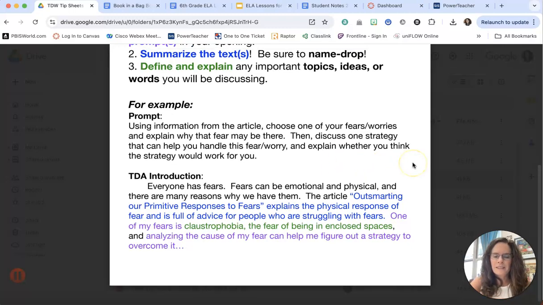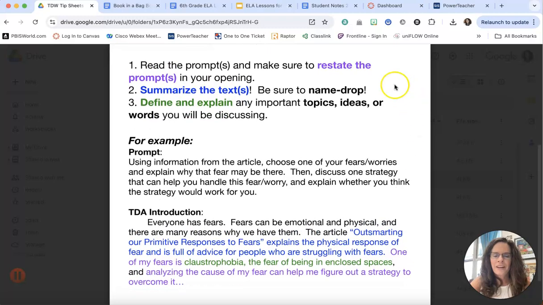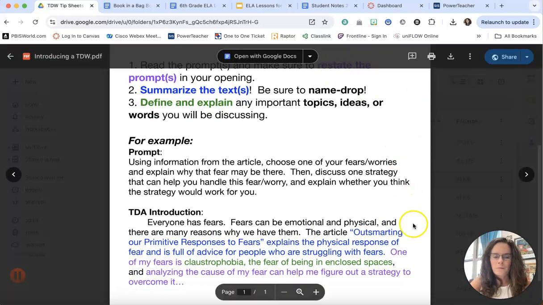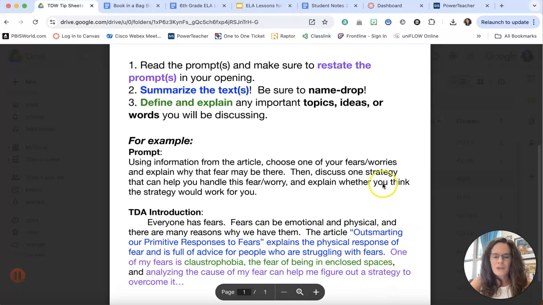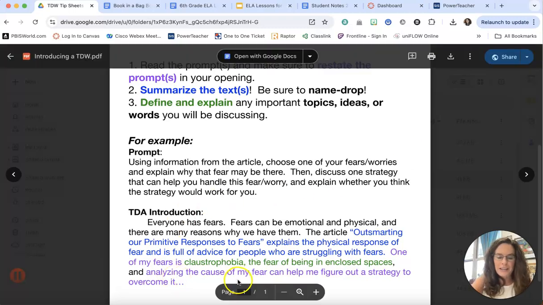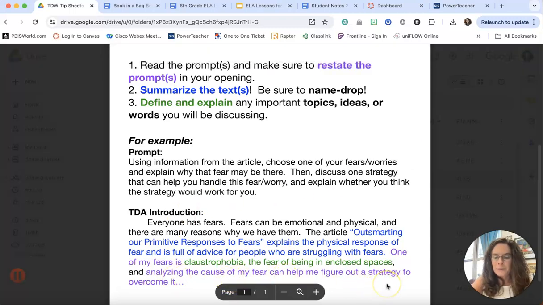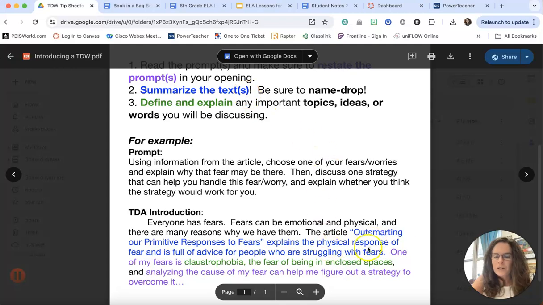So notice, you can kind of see the color coding here. I restated the prompt sort of towards the end. The prompt tells us that we're going to be choosing a fear and discussing strategies to handle it. So I just said, here's my fear, and I'm going to be telling you a strategy that I have come up with. Then I summarized the text, one quick sentence.